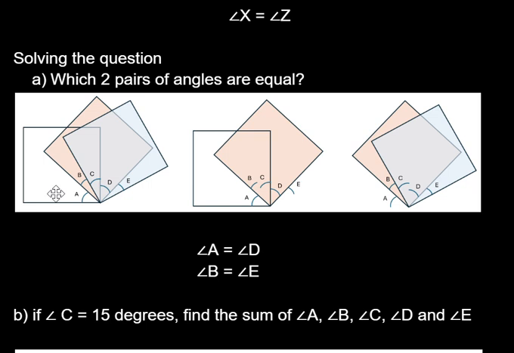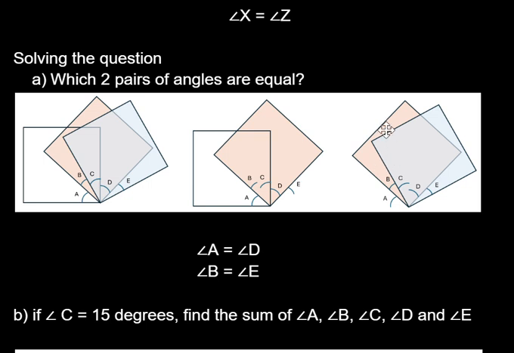Assuming I remove the blue square, remember I didn't take out the angles, so A, B, C, D, E are still there. It's just that I remove it so that you can visualize it easier. If I keep the white square and the brown square, you notice that angle A is equal to angle D. So this is the first pair of angles that is the same. Angle A is equal to angle D.